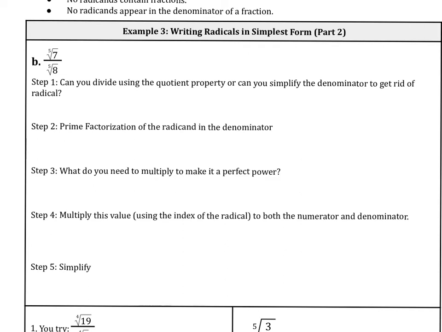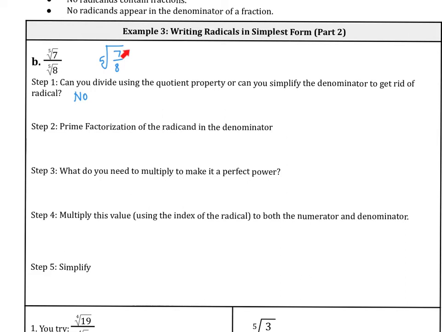We can write the fraction in simplest form. The first thing you always want to do is remove the radicand, or the radical symbol, from the bottom. Step number 1: can you divide using the quotient property, or can you simplify the denominator to get rid of the radical? Let's see if we can do that. We can combine them into one radical symbol and try to reduce the fraction, but here we cannot reduce the fraction. So step number 1 is no, we cannot reduce the fraction.